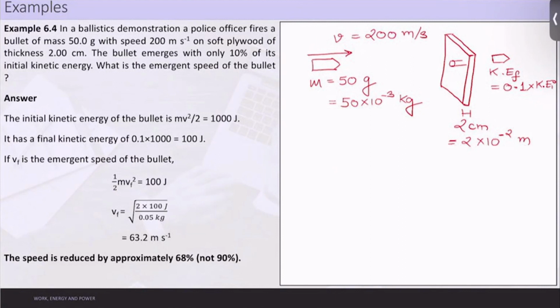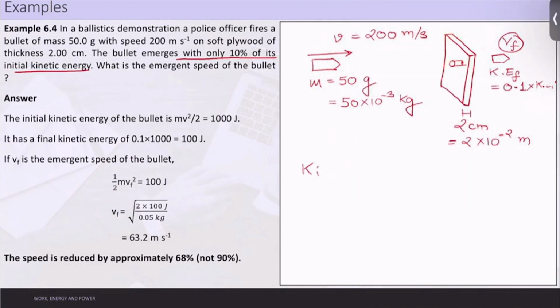So it is given in the question that the bullet emerges with only 10% of its initial kinetic energy. The question asks, what is the emergent speed of the bullet? Emergent speed as in, what is the final velocity at this location? So these are given in the question. Now let us try to understand the question and solve it. First of all, let us calculate the initial kinetic energy.